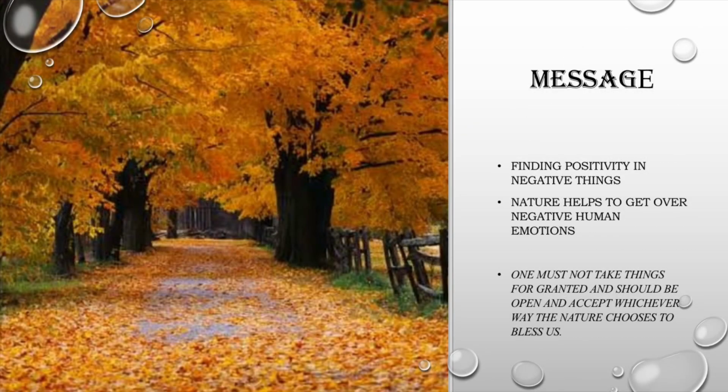The message we get from the poem is finding positivity in negative things. Nature helps to get over negative human emotions. So, one must not take things for granted and should be open and accept whichever way the nature chooses to bless us.